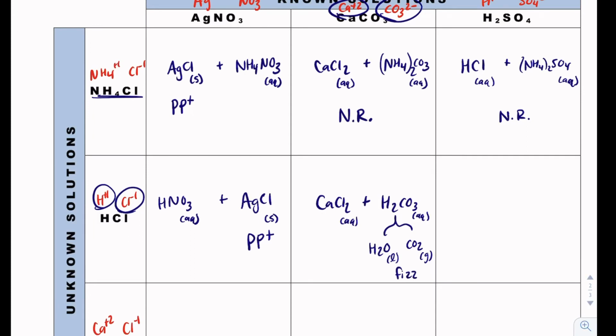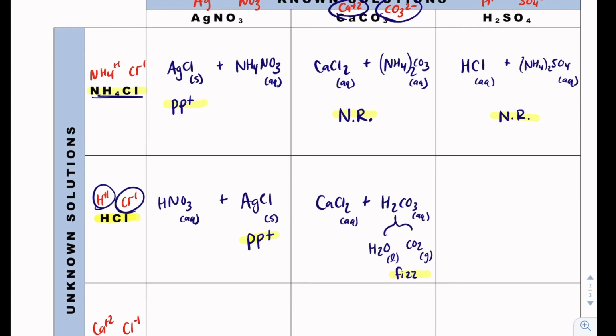Okay, so now I hope you can sort of see how the fingerprints of ammonium chloride and hydrogen chloride are going to be slightly different. This one is precipitate, no reaction, no reaction. And then this one, the hydrogen chloride here, is going to be precipitate and then fizz. And now that's different than what we had above, so we can differentiate those two.